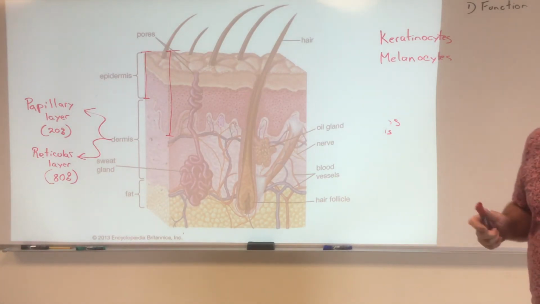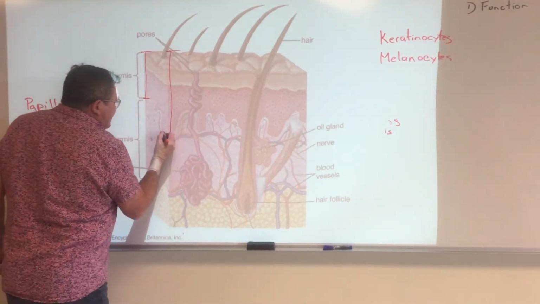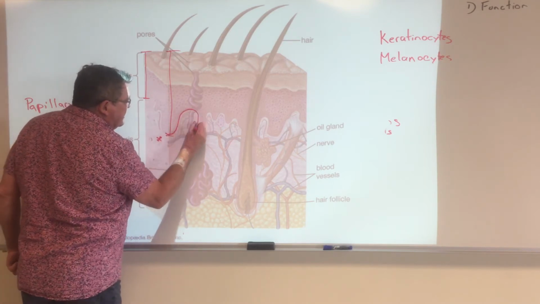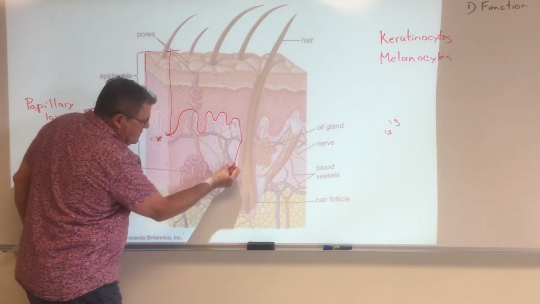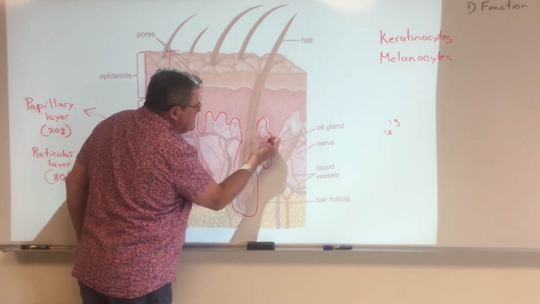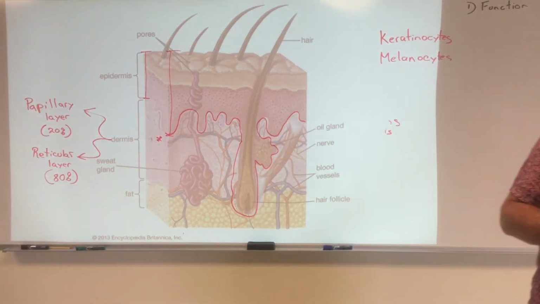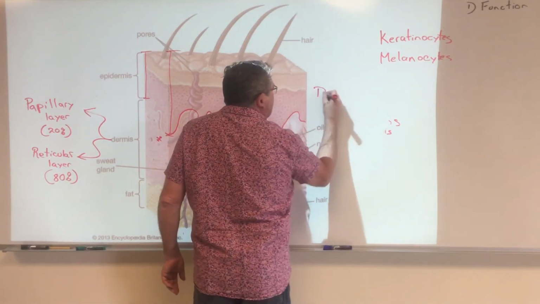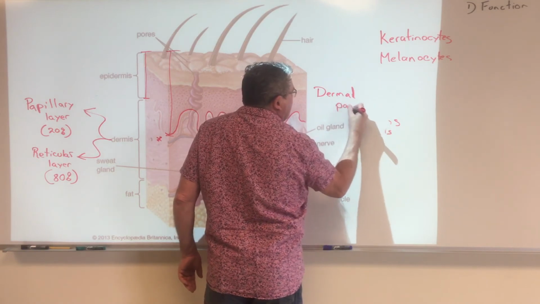So we've got the papillary at the top, and what's very distinct is the papillary layer, which is up here, terminates, and whoa, that one goes way down. It terminates in all of these bumps and lobes. What these bumps or lobes are called are dermal papillae.